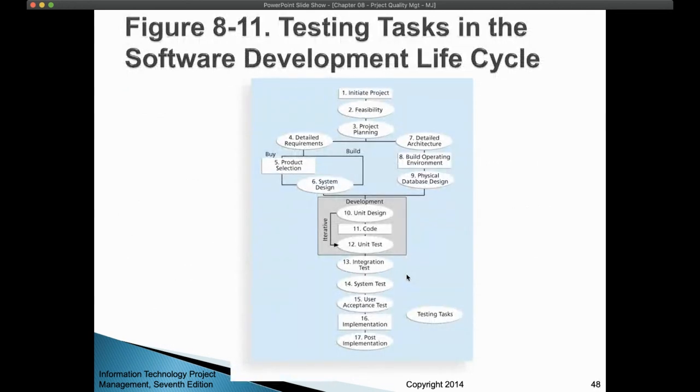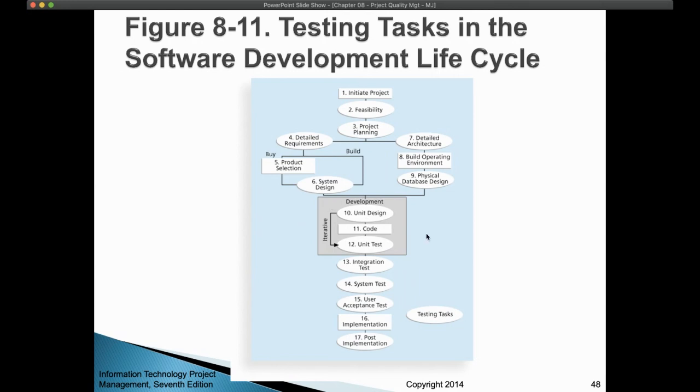Okay, here also is a diagram that shows the testing in terms of the software development life cycle. You can see here that when you are initiating the project, feasibility of the project, and planning, detailed requirements and architecture, building, whatever, all these. Okay, then when you come to the system design, when you come to development, you start developing. So you develop the system by units. So unit design and then coding. Okay, you test the unit. Okay, go and rectify, and you go again until the unit testing is completed.